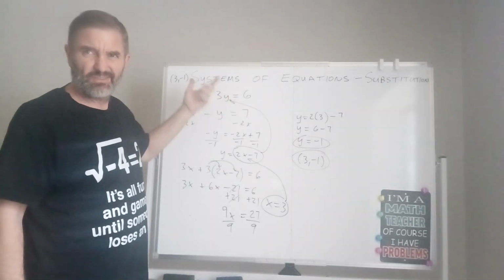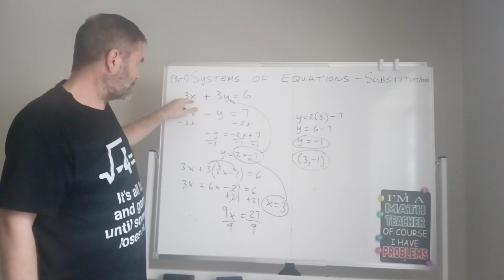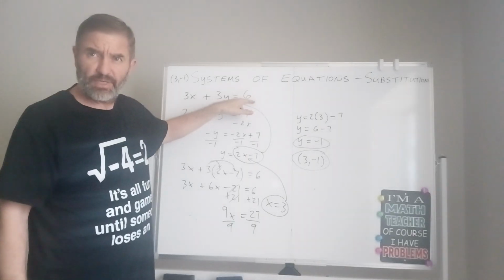You could have done that up here, but that's a little bit more work. I mean, 3 times 3, 9. Subtract the 9, 6 minus 9 is negative 3.